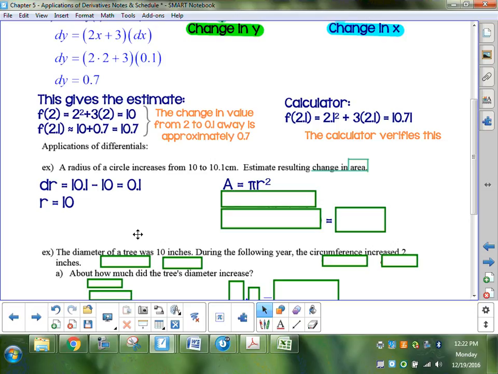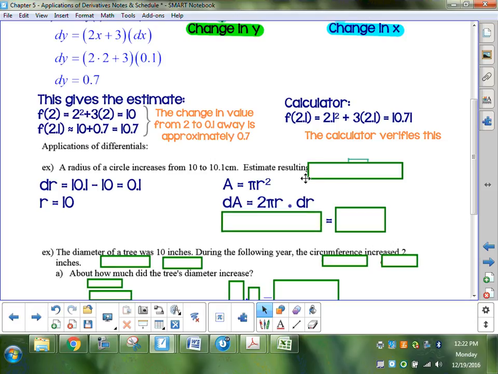What do we get if we take the derivative of the left side? Hands up, please, if you can tell me. No? Look at the formula. Take the derivative of the left side. Yeah? Careful. The derivative of the left would be the derivative of the area is equal to, now it would be 2 times pi times r times the derivative of the r. Now we can find out what the change in area is about by going through and plugging in.